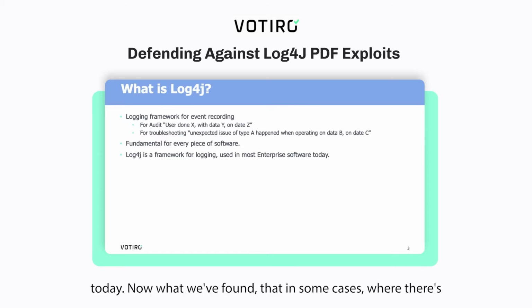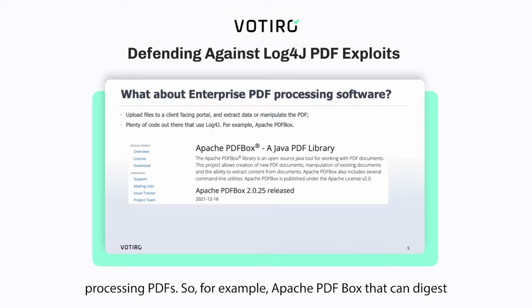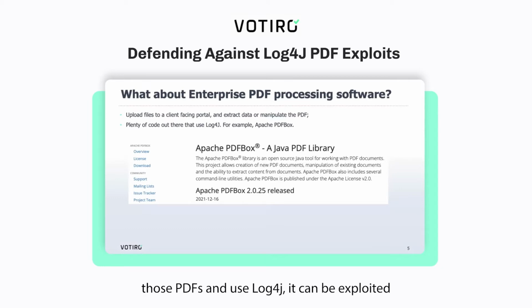Now, what we found is that in some cases where there's an upload portal, or any enterprise application, you might be processing PDFs. For example, Apache PDFBox can digest those PDFs and use Log4j, and it can be exploited by that vulnerability and result in remote code execution.